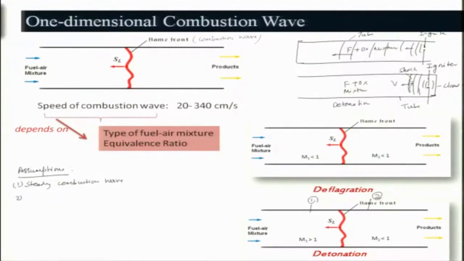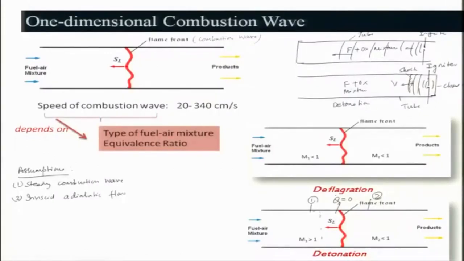And we are also considering an inviscid, adiabatic flow. That means although heat is being released, no heat is going out from here. That means Q is 0. However, heat is being generated inside due to chemical reaction, but no heat is going out of the system. If I consider this as a control volume, no heat is going out, and it is inviscid. That means there is no viscous effect; viscosity is not playing an important role.